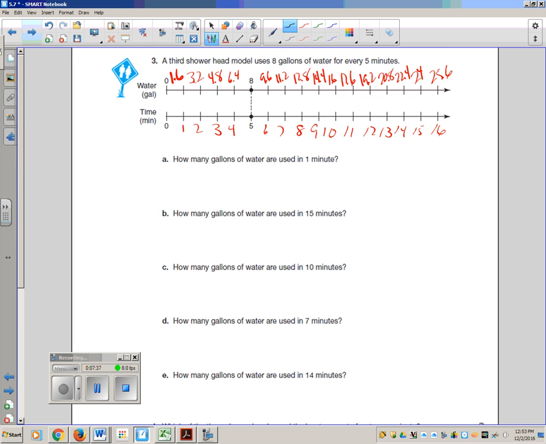All right, then you've got the third shower head. I think you get the gist of this. We don't need to do the third one, but I do want you to make sure you understand how to find the interval. That's pretty much the hardest thing about these.